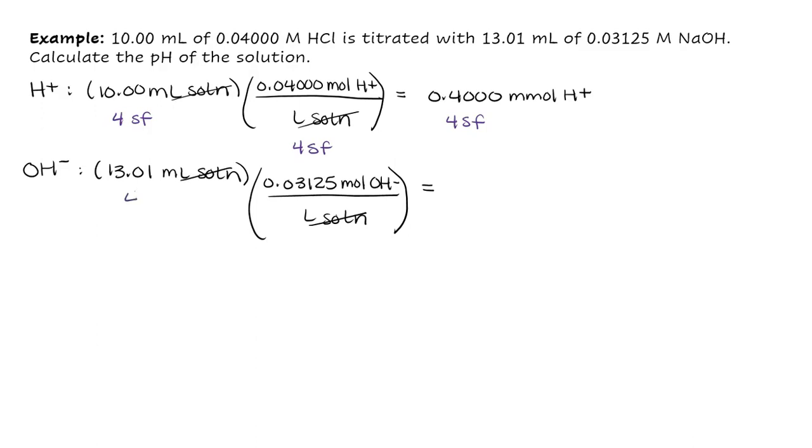Looking at the sig figs, we have 4 sig figs in this volume, 4 sig figs in our molarity, so these millimoles will also be rounded to 4 sig figs. Doing the calculation, we have 13.01 times 0.03125, rounded to 4 sig figs, which gives us 0.4066 millimoles of hydroxide.